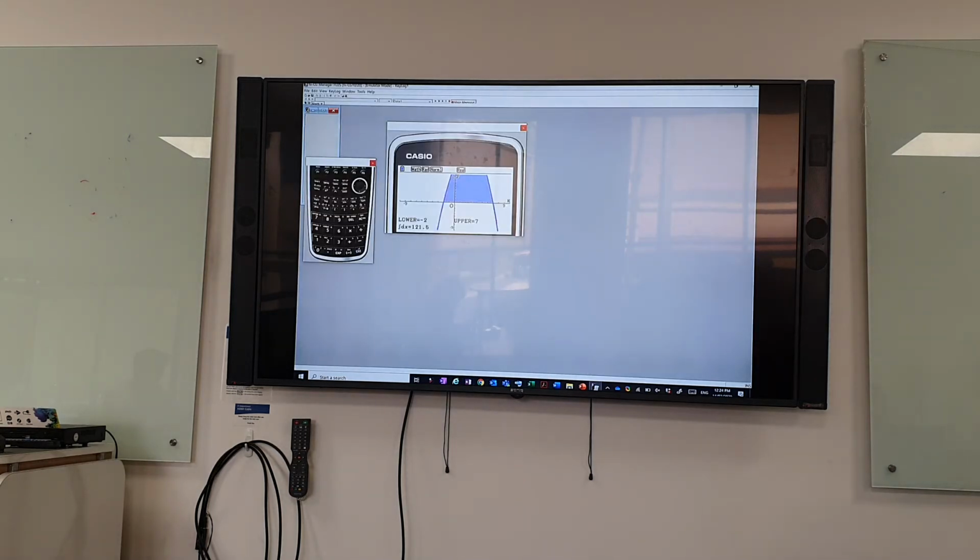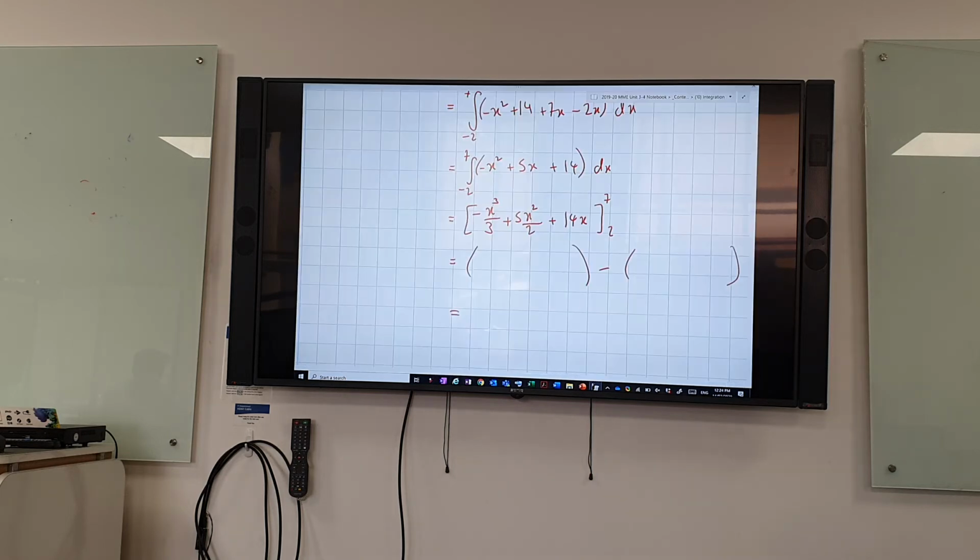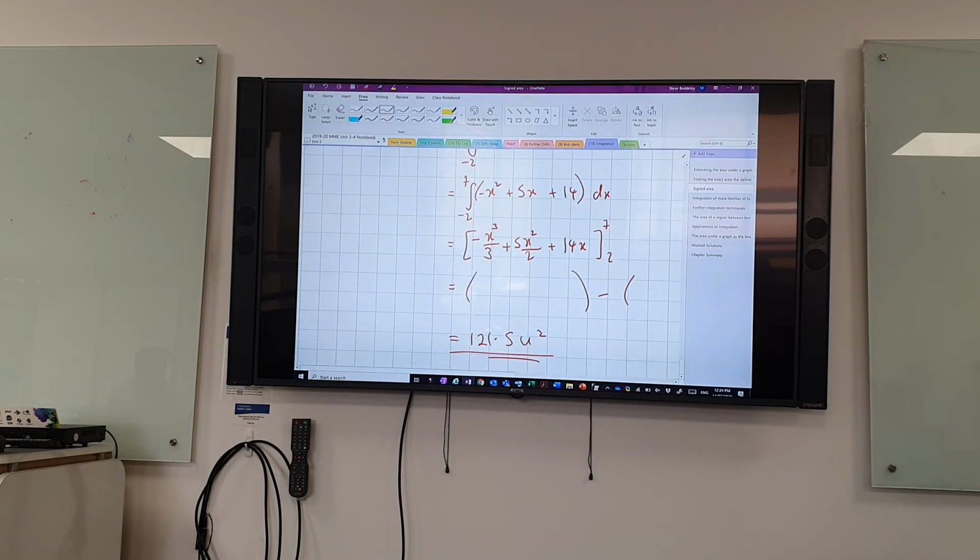I don't know. 121 point something? No. 121.5 units squared. How do I know that? That's what I've got to do it on calculator. Would it be a good idea for you guys to actually put that into your calculator and work it out? Yes. It really, really won't hurt you. There you go. That wasn't that bad, was it?